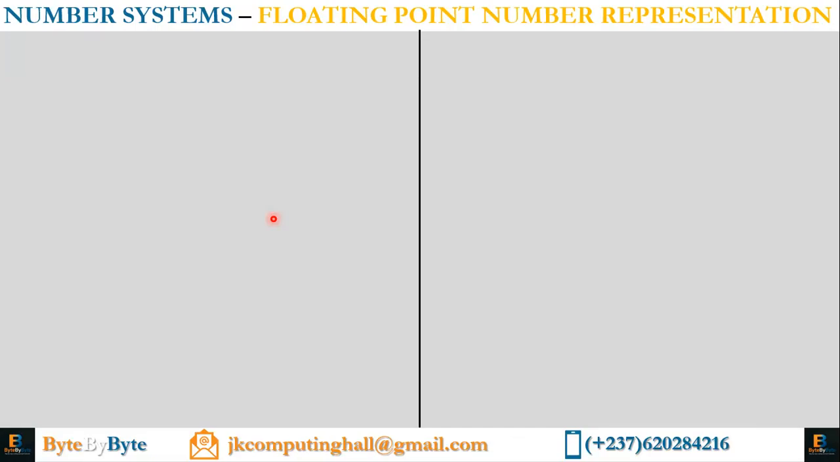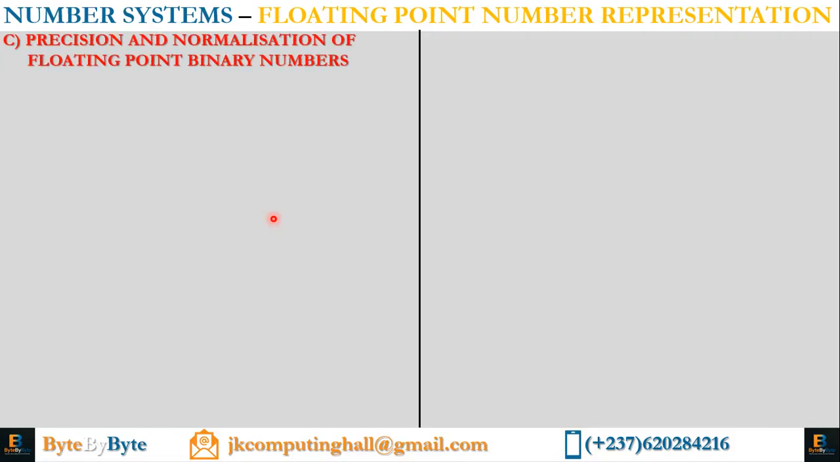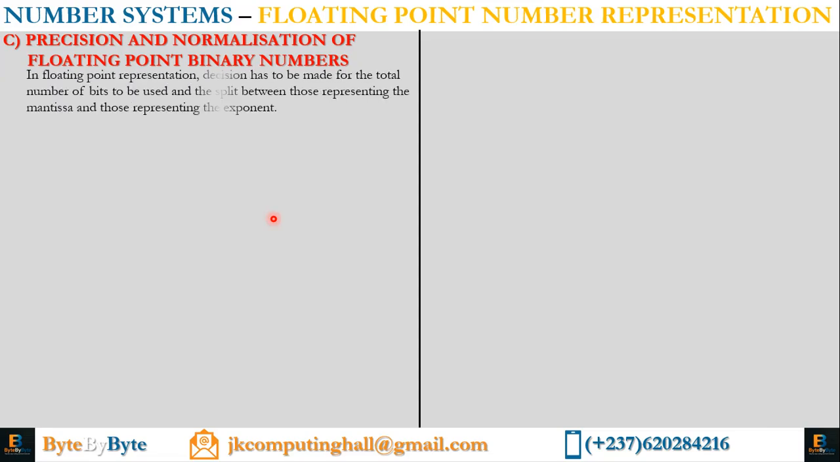Welcome back, dear students. In this video, we are going to look at the third and last part of floating point number representation. We already saw how to convert real decimal to floating point binary numbers, how to normalize floating point binary numbers, and how to convert normalized binary numbers to their equivalent real decimal. Now, in this video, we are going to look at how we can normalize a floating point binary number, provided the number of mantissa and exponent bits. That is the precision and normalization of floating point binary numbers.